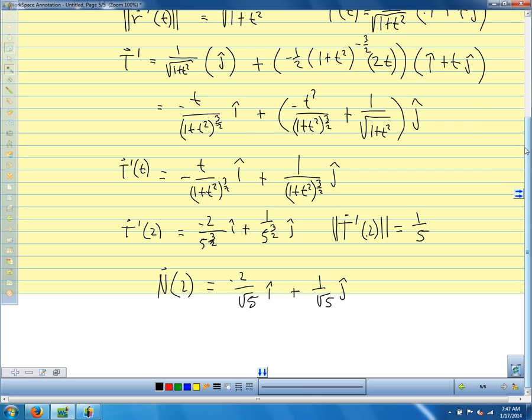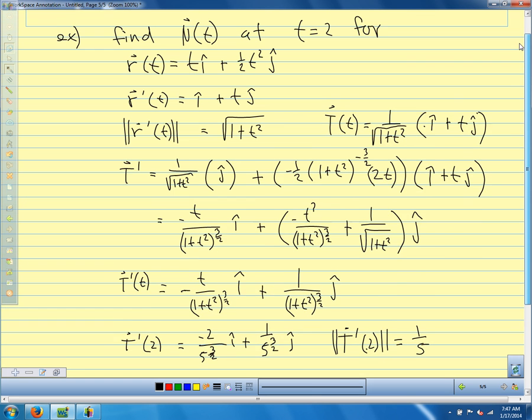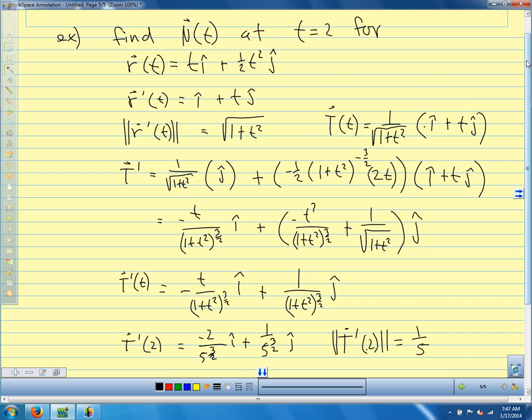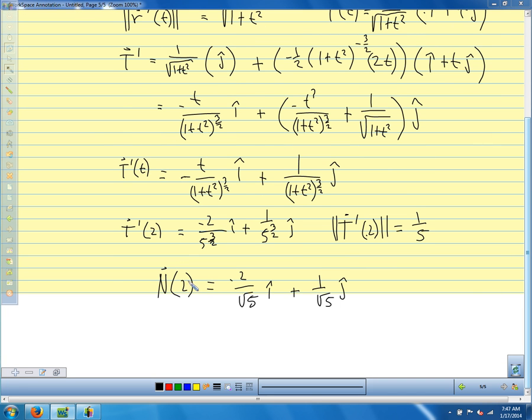So we see, even with a relatively simple curve in the plane, finding N can be very difficult. Not difficult, just a lot of algebra involved. So let me give you really quickly a shortcut in the plane. If we have a vector in the plane, can anybody think of a quick way to find a vector normal to that vector in the plane? So let me draw a quick picture.